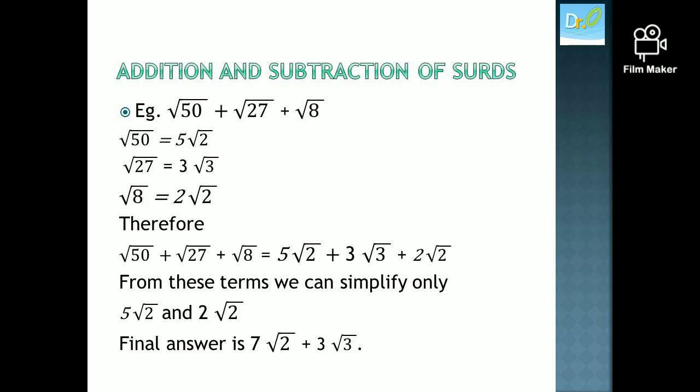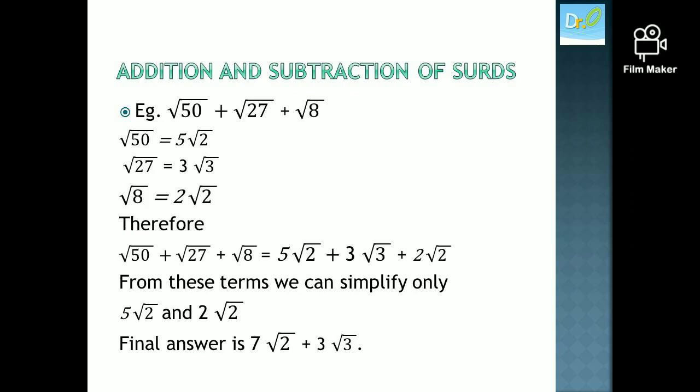Okay children, let's try to understand this question as well. Here we have to add root 50 plus root 27 plus root 8. Root 50 simplification we already learned in the previous slides, that is 5 root 2. Root 27 is also 3 root 3. And if you get root 8, 8 is 2 into 2 into 2. 2 into 2 is a couple, so you can take it out.